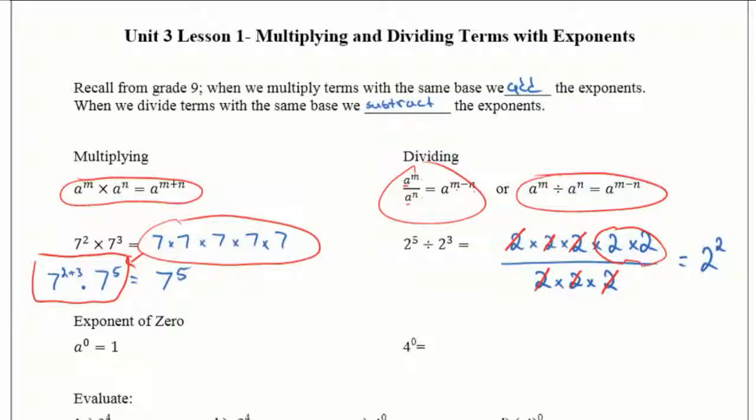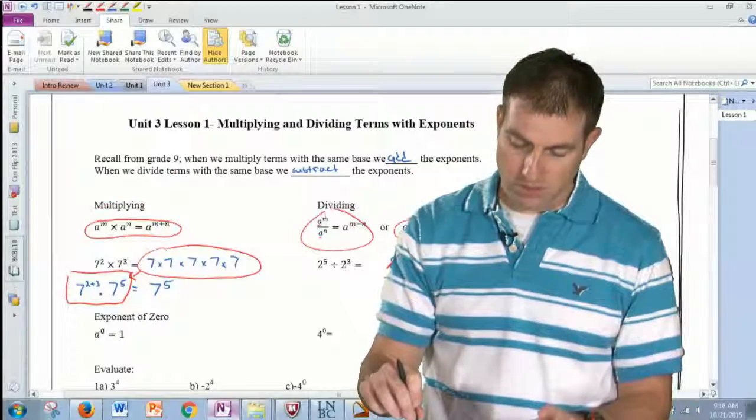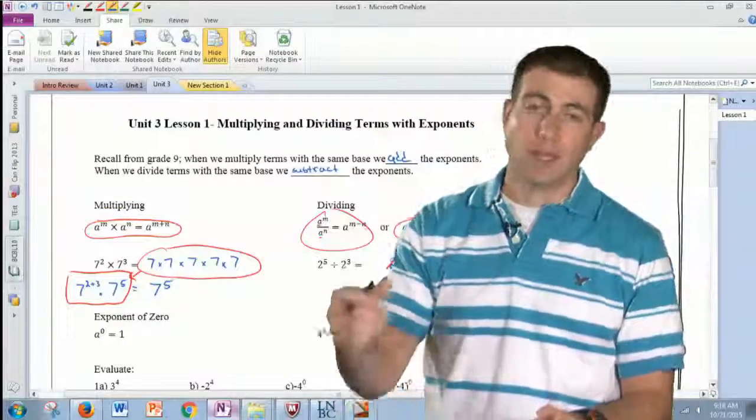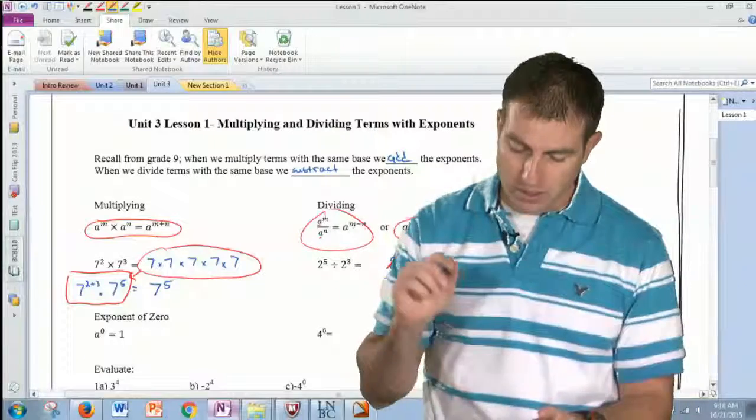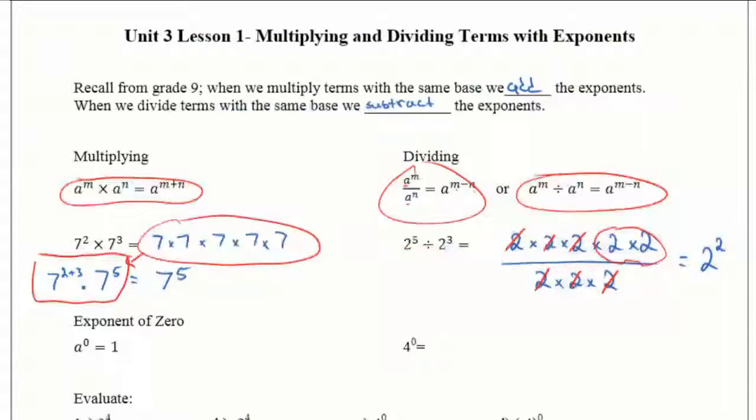And I'm happy with that. 2 to the power of 2. I could write it over 1 if I wanted. I don't always need to. So what I usually would just write it as 2 to the power of 2. The alternative way, the way that we're going to do it in grade 10, is I would write it down below here in red. I would have 2 to the power of 5, and then I would subtract 3, which gives me 2 to the power of 2. So I end up at the same spot, doing it both ways.